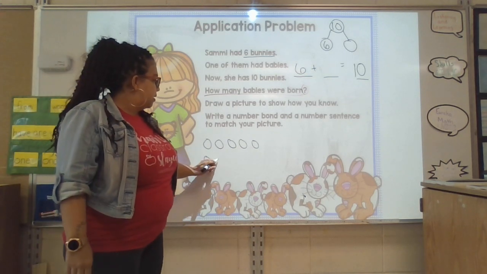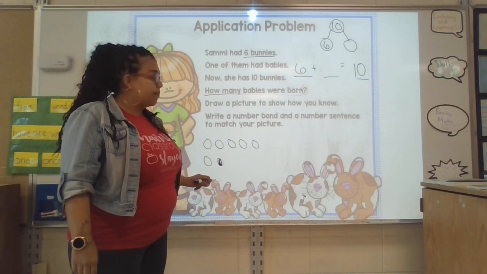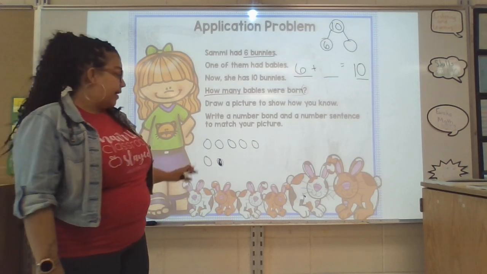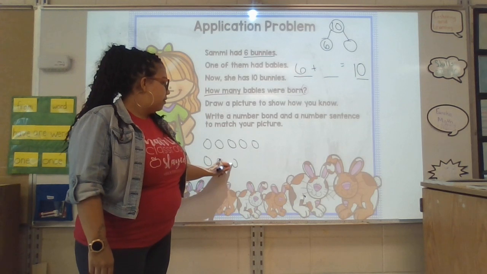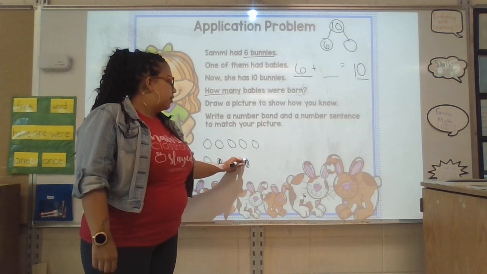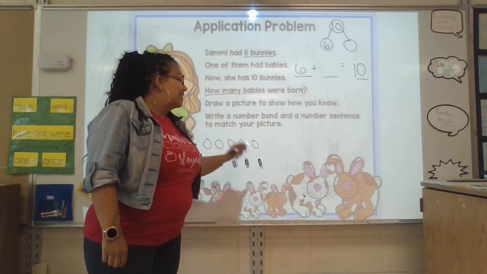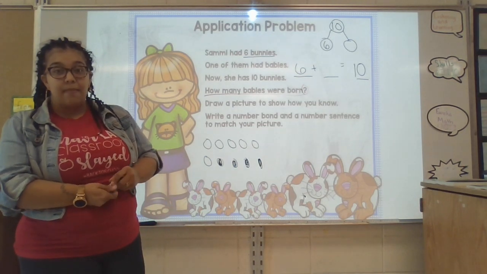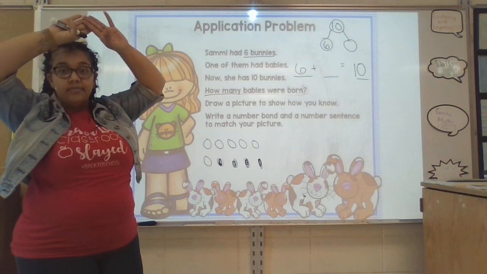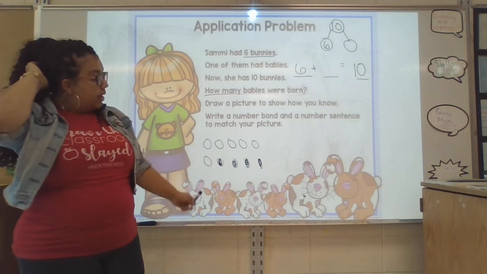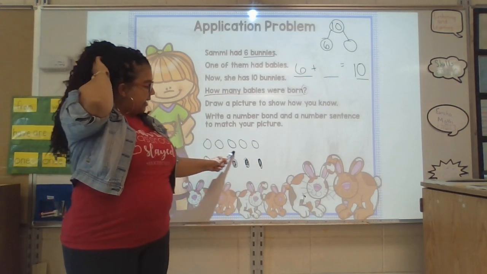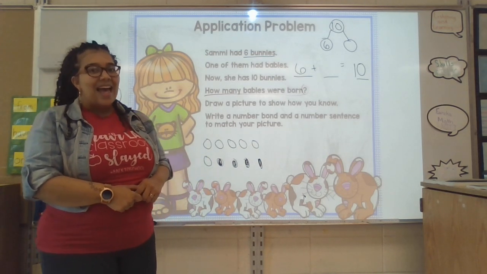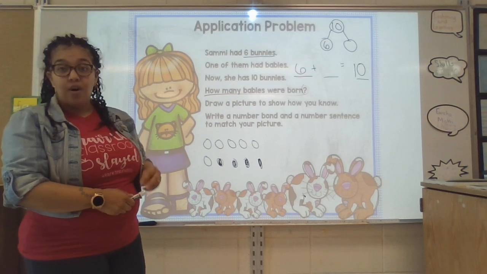So 6, 7, is it a perfect coloring? No, but it's colored in enough that I can tell it's different. Let's go back. 6, 7, 8, 9, 10. Did I draw enough more circles to get to my whole of 10? I did, correct. Now, can you identify what is the second part? Excellent, you're right. It is 4.